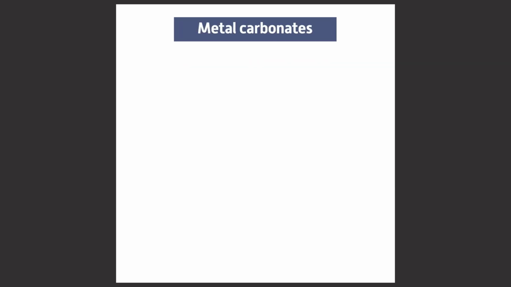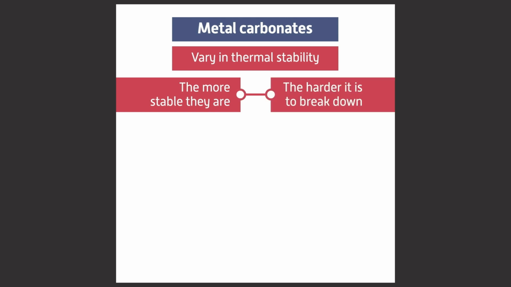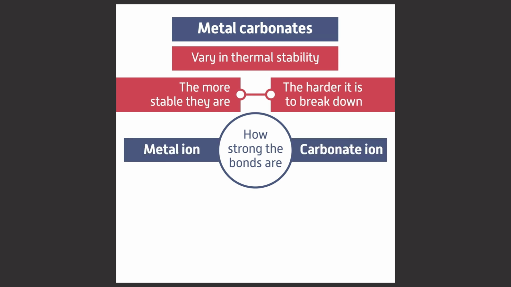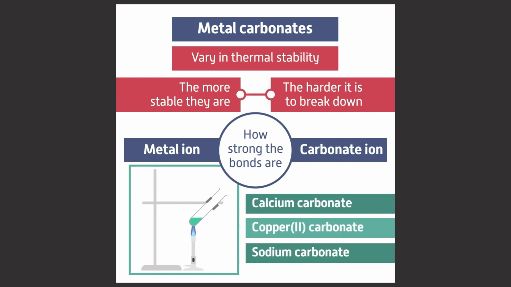Metal carbonates vary in their thermal stability. The more stable they are, the harder it is to break the carbonate down. This difference is due to how strong the bonds are between the metal ion and the carbonate ion in the compound. You can carry out an experiment to see how easily 3 different metal carbonates decompose. You can use the results to place them in order of their thermal stability. You're likely to use calcium carbonate, copper 2 carbonate, and sodium carbonate in this kind of experiment.